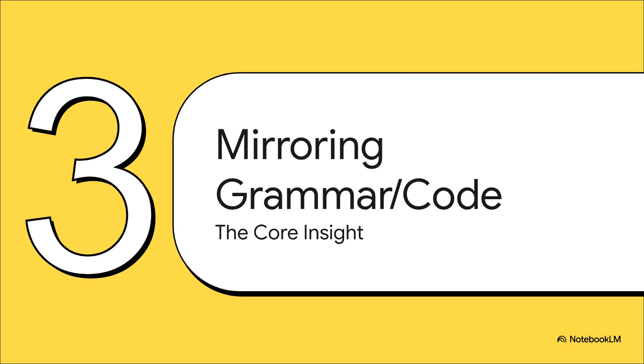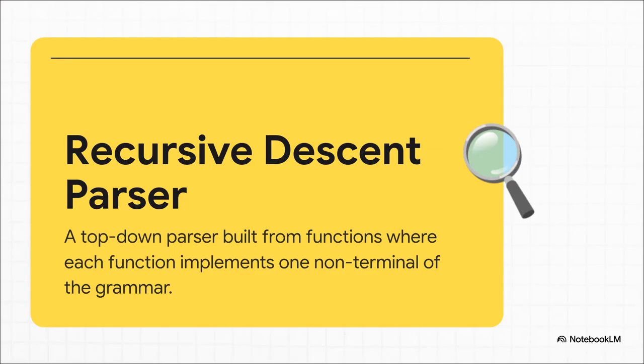Okay, this next part is the absolute core of this whole process. It's a genuinely beautiful idea, this incredible, almost magical connection between the abstract rules of grammar and the actual concrete functions in our code. This brings us to the Recursive Descent Parser. And honestly, the name kind of gives the whole secret away. It's built from a bunch of functions that can call each other, and, this is the key, they can even call themselves. That's the recursive part.